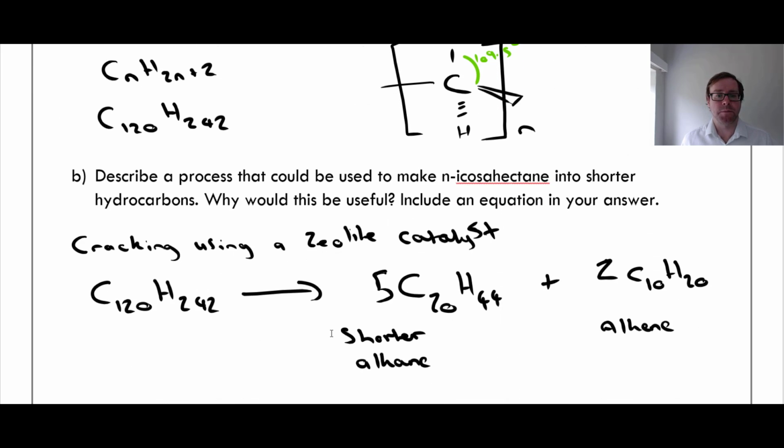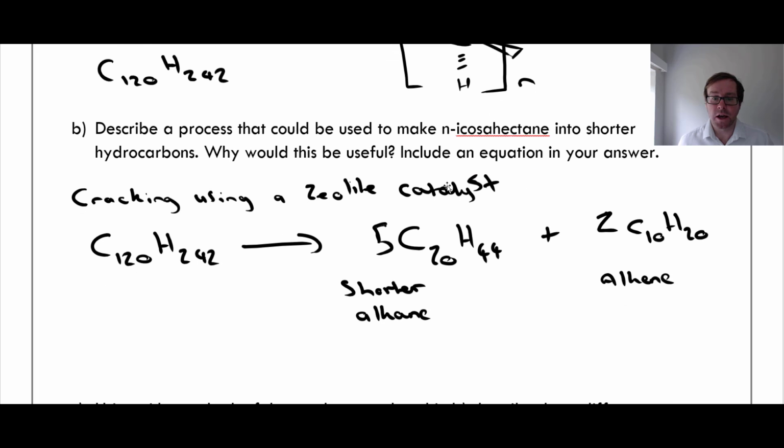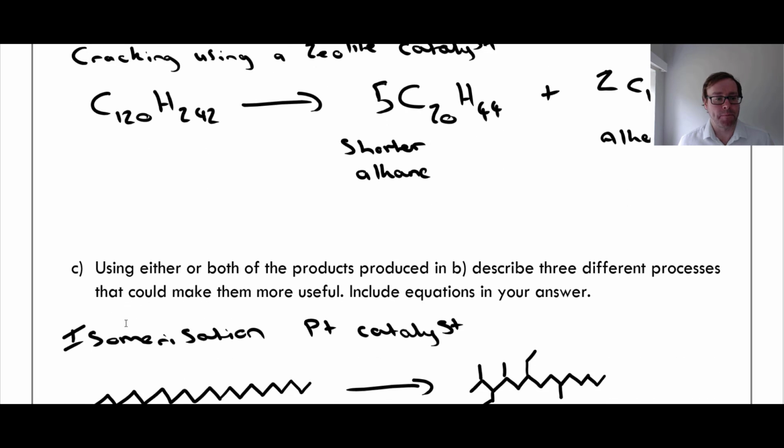Describe a process that could be used to make an icosahexane into a shorter hydrocarbon or into shorter hydrocarbons. Why would this be useful? Include an equation in your answer. Well, first I could crack it using a zeolite catalyst. So I've just made 5 moles of shorter alkane and 2 moles of an alkene. As long as you have a shorter alkane and an alkene, it doesn't matter which one you put down.